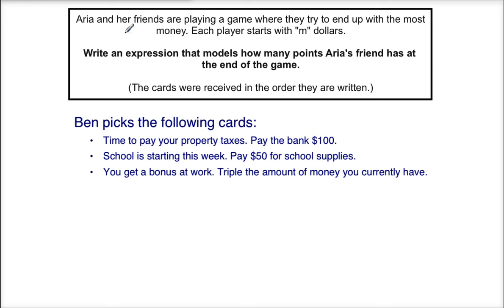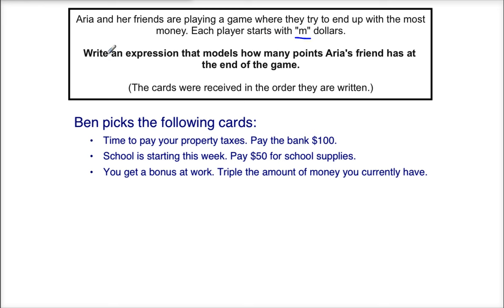So it says that Arya and her friends are playing a game where they try to end up with the most money. Think of like Monopoly, right? Where you try to earn the most money. Each player starts with M dollars. So just like in Monopoly, you start with a certain amount of money. And in this game, you start with M dollars.